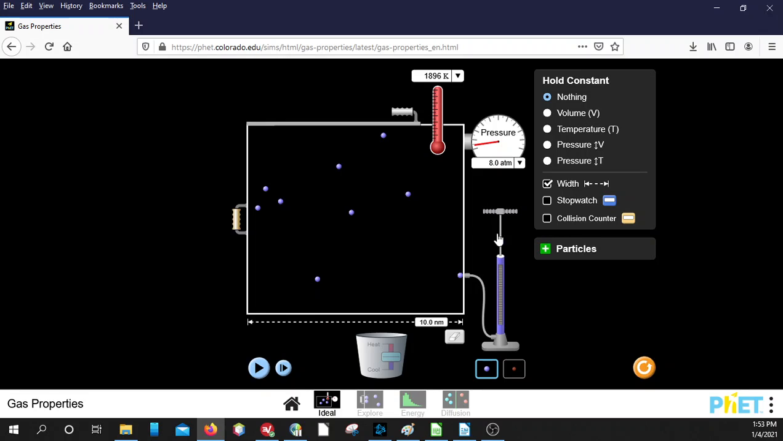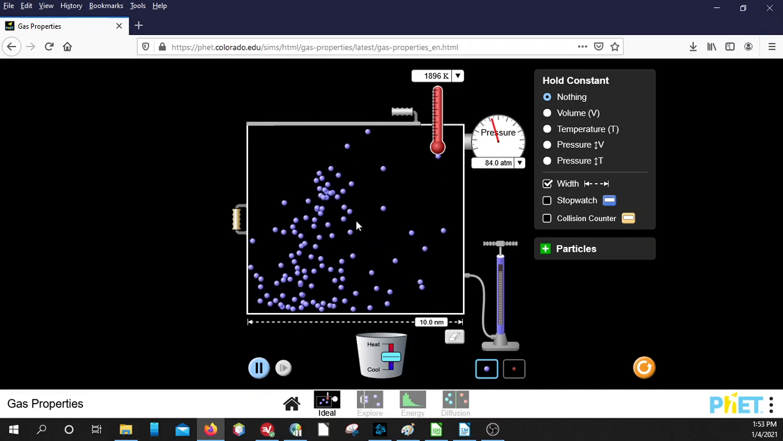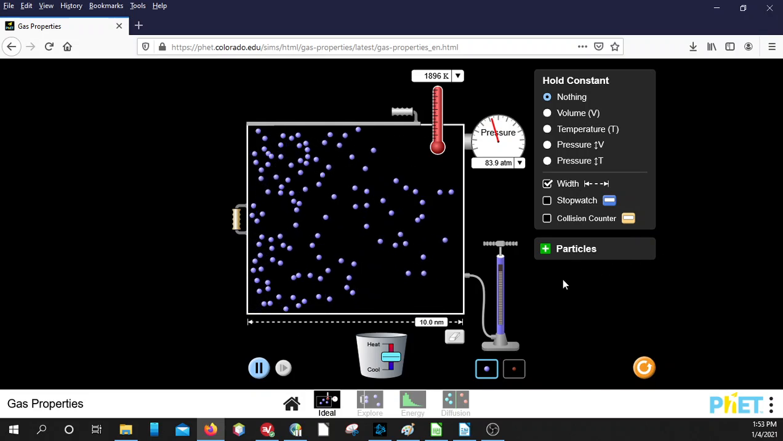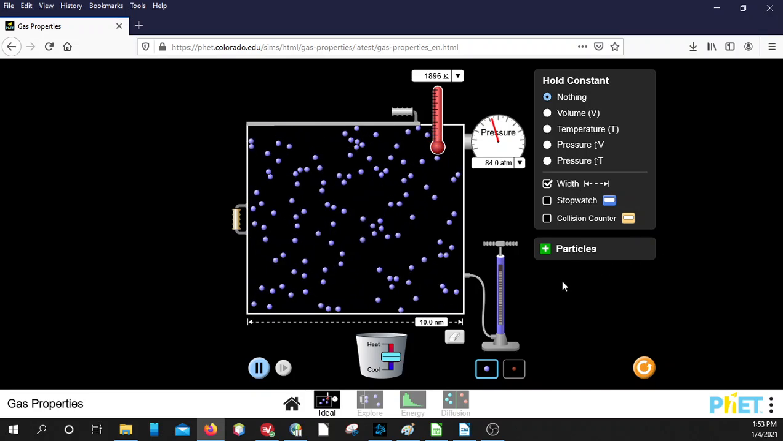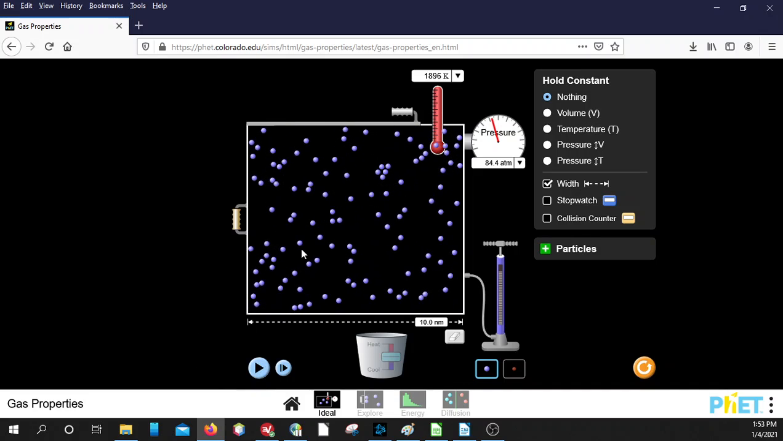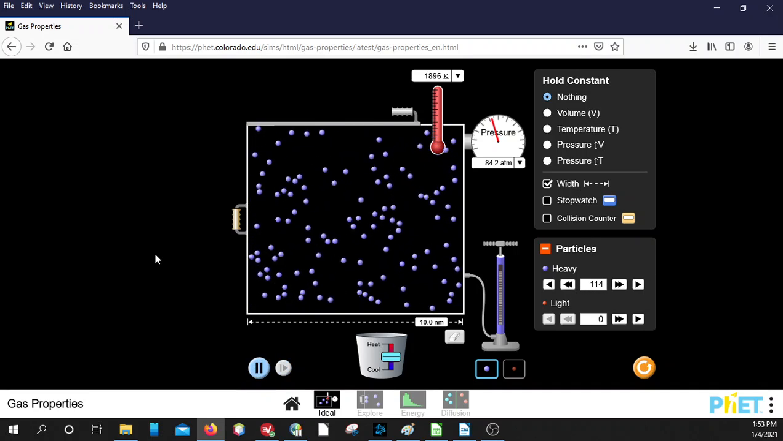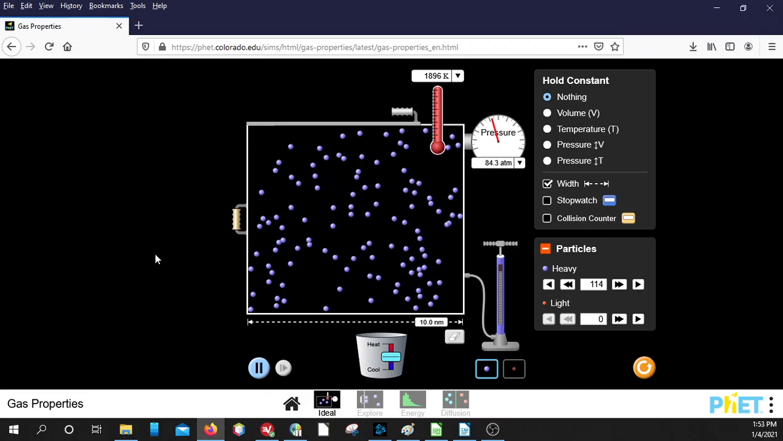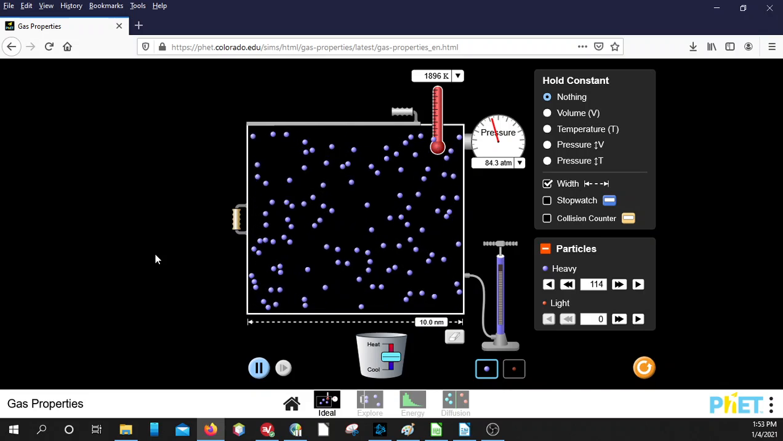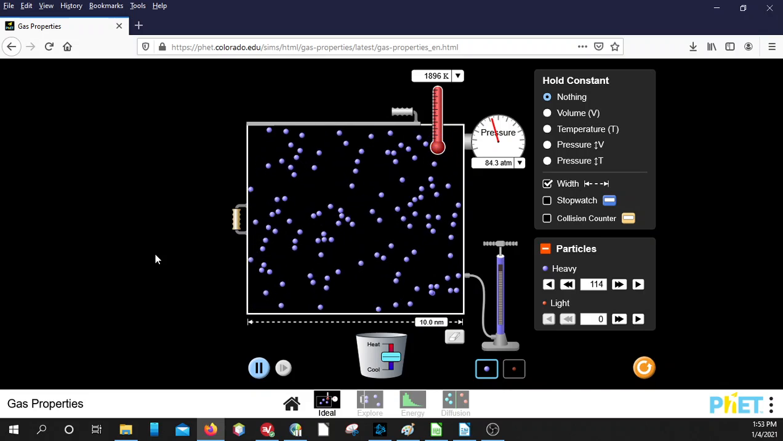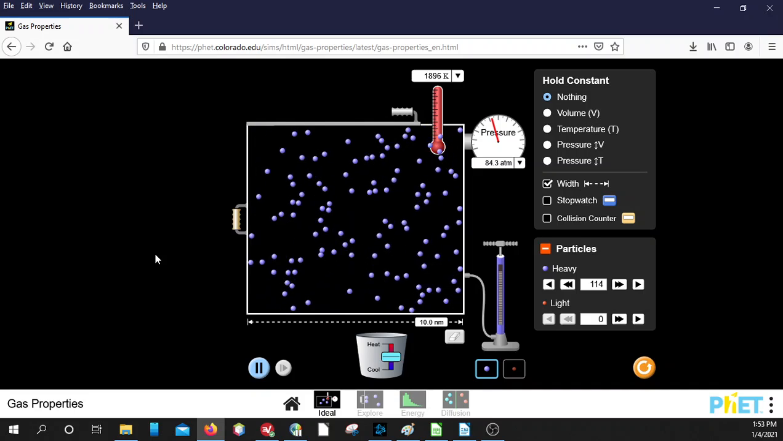Now, if we pump more gas in, theoretically we could pause it and count, but that's going to be a little more difficult. You have to keep track of which ones you counted. So an easier way is to just click this button. We can see there's 114 of those. And in part 1 of this experiment, we're going to keep this number fixed.